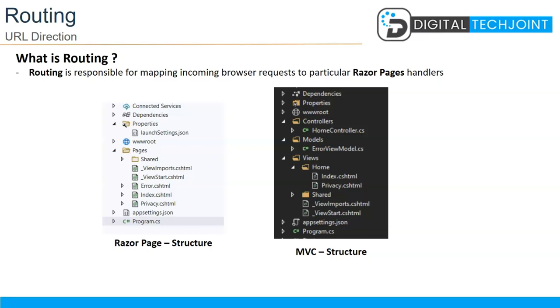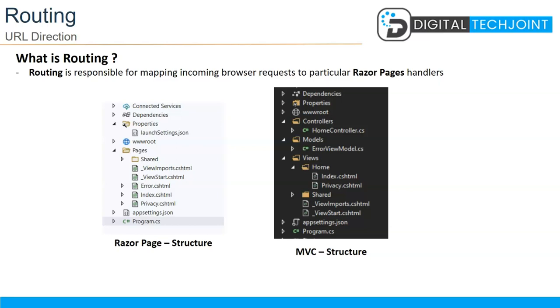In typical MVC, if you see the structure of MVC on the right hand side, you have the controller, model, and view. For any request in an MVC project, the request comes to your action method in the controller class. From there, it will go to the model, fetch the data, and then render the appropriate or required view to the user. That routing is not there in the Razor Pages project structure.